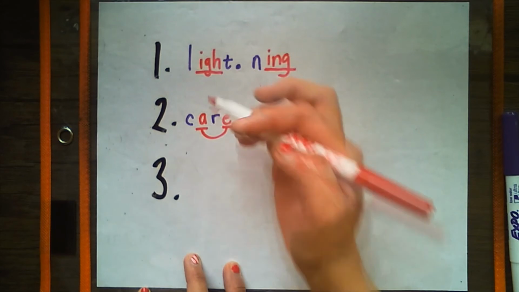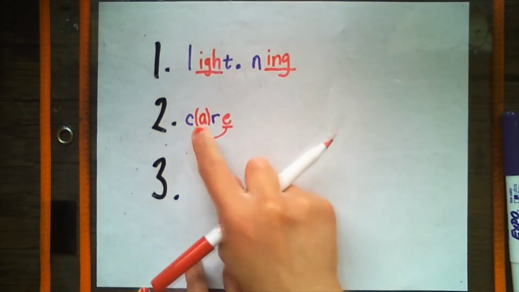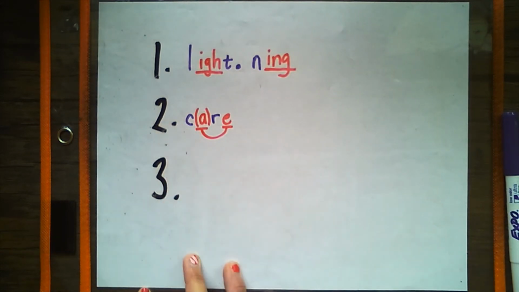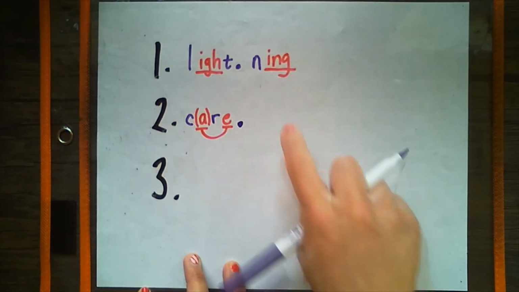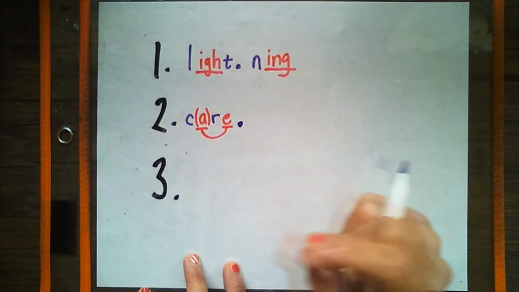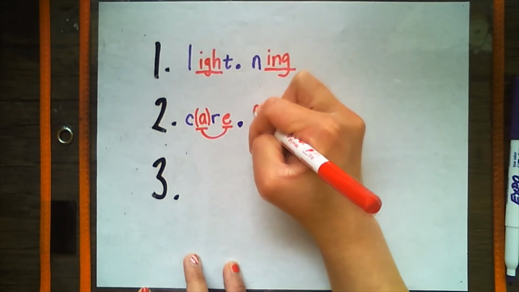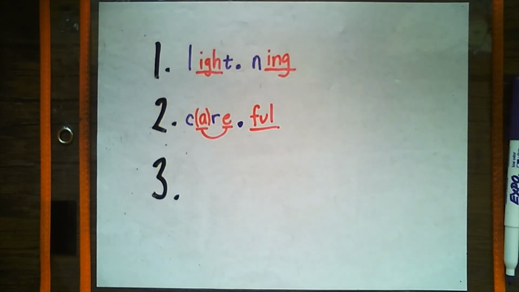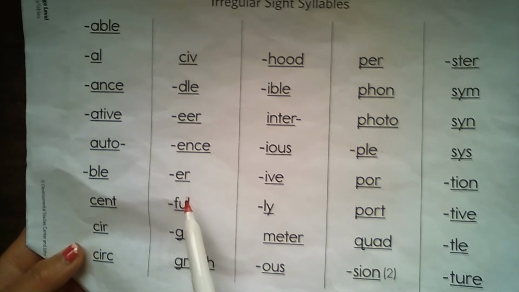And my friends, you'll remember that when we have a C next to an A, the C sound is going to make a K sound and not an S sound. Care. And then second syllable, full. That's an irregular sight syllable. And we can also underline it and double check it on our irregular sight syllable wall chart. Yep, it's right here.